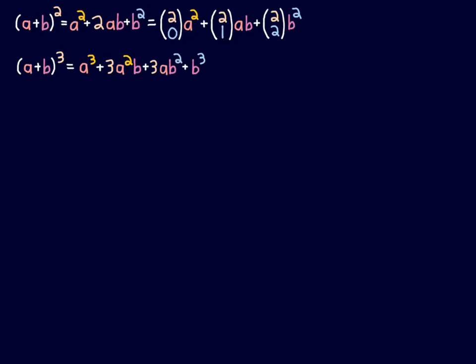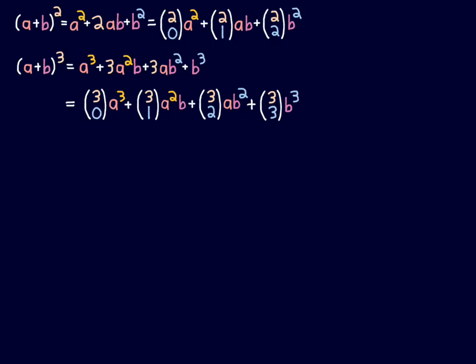So notice how symmetric the coefficients are. The coefficient of a cubed is 1, coefficient of a squared b is 3, coefficient of ab squared is 3, and coefficient of b cubed is 1. So the coefficients go 1, 3, 3, 1. Now why the 3? The 3 is just 3 choose 1 is 3, just like 2 choose 1 is 2. So this is actually 3 choose 0, a cubed, 3 choose 1, a squared b, 3 choose 2, ab squared, 3 choose 3, b cubed.